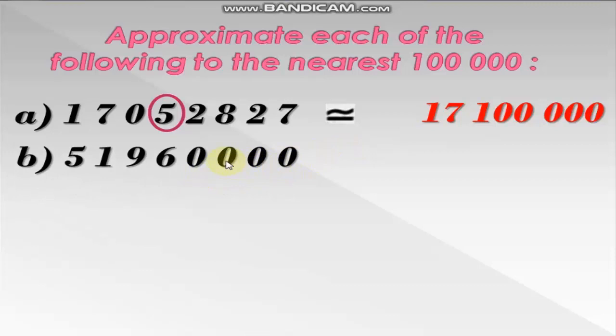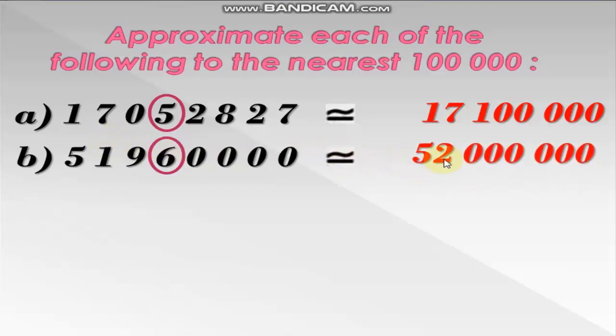Letter B. Where is the 100,000? Units, tens, hundreds, thousands, 10,000 and 100,000. The 100,000 here is number 9. We look at the 10,000. The 10,000 is number 6. 6 is greater than 5. So we replace all the digits by 0 and add 1 to the 100,000. The 100,000 here is number 9. 9 plus 1 equals 10. Write 0 and carry 1 to the next digit. It became 52 millions.